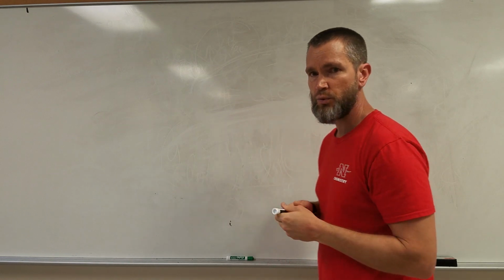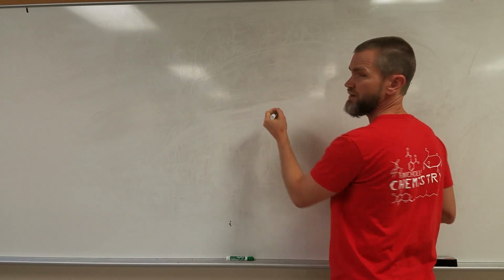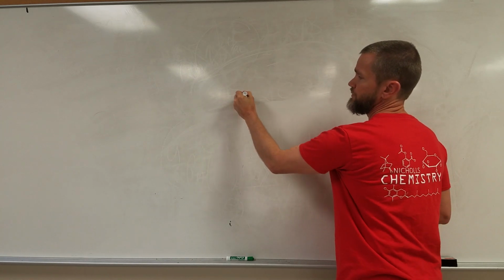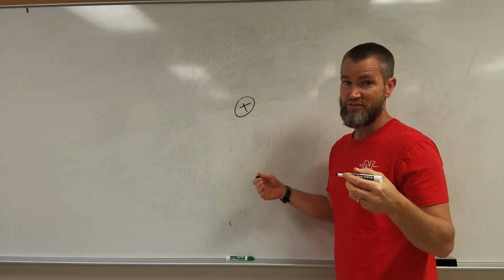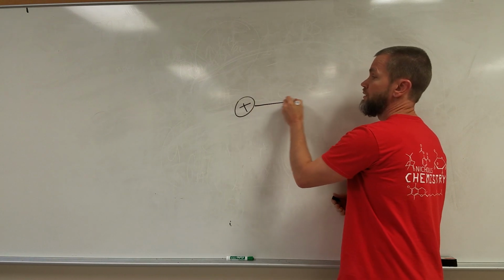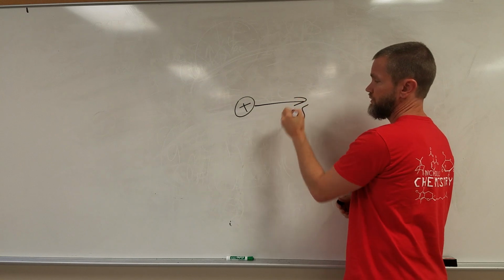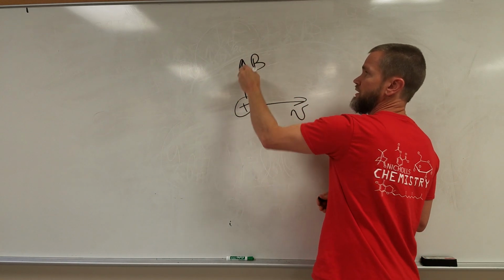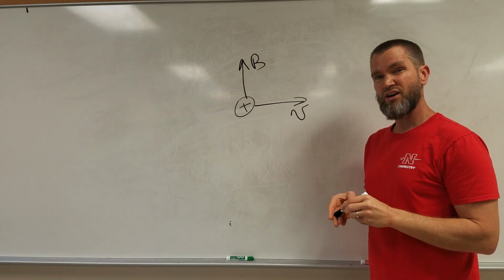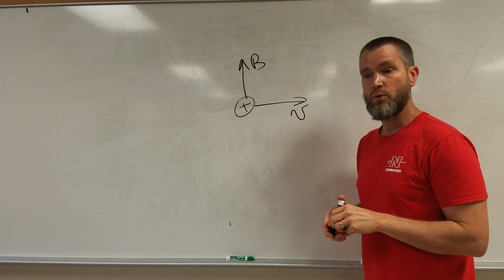First of all, when you're doing the right-hand rule, let's imagine I have a positive particle. That's important, by the way, because if it's a negative particle, then whatever I find, I have to take the opposite of. Let's say I have a positive particle with a velocity in that direction and a magnetic field in that direction, and I want to know what is the direction of the force.